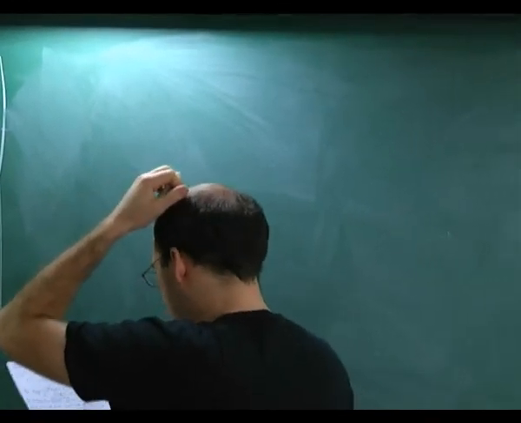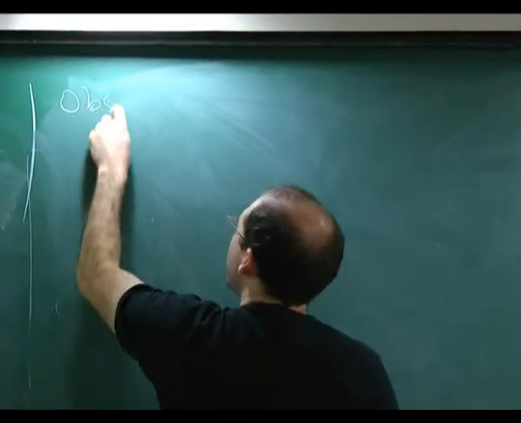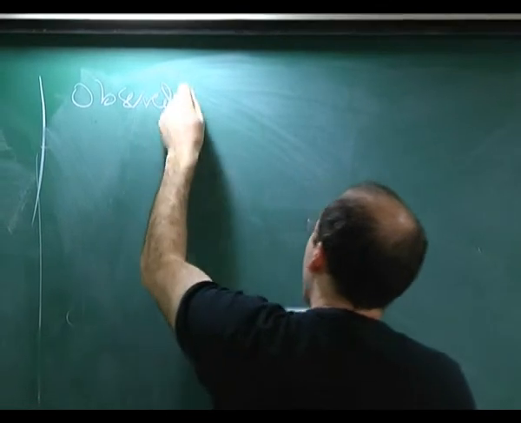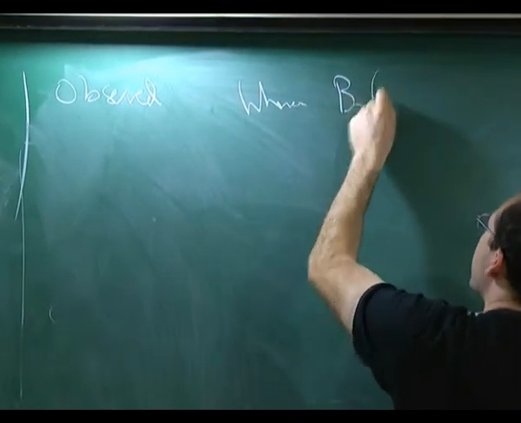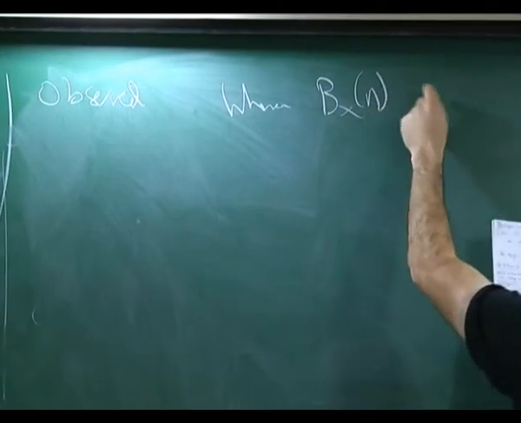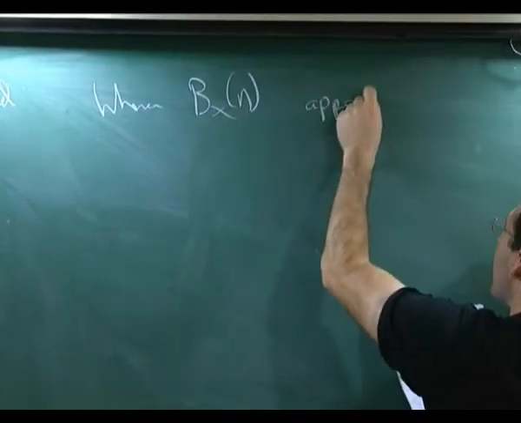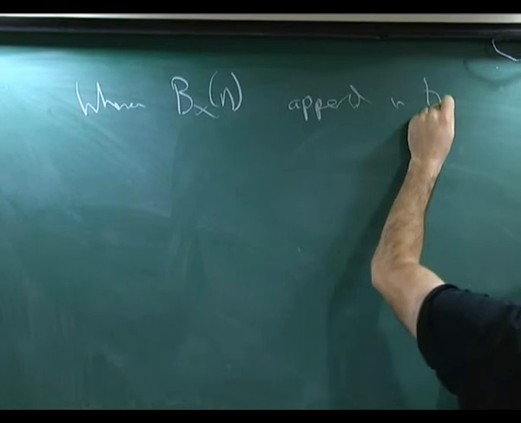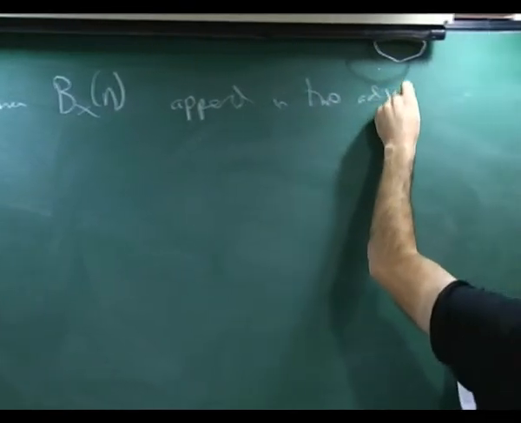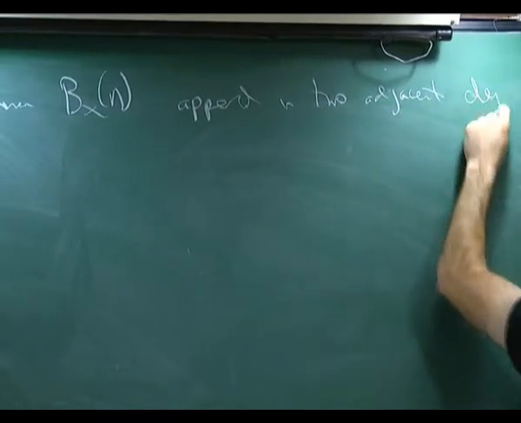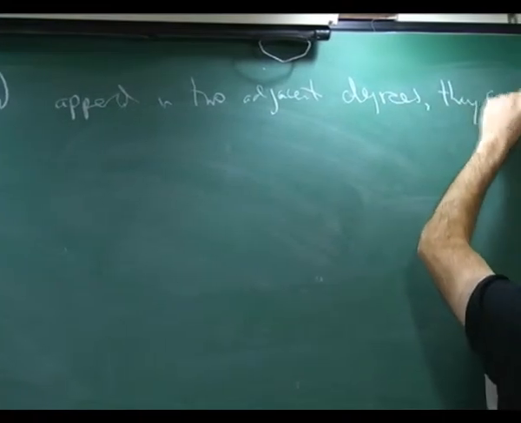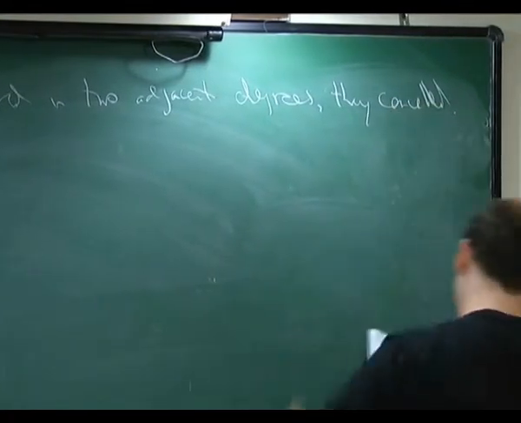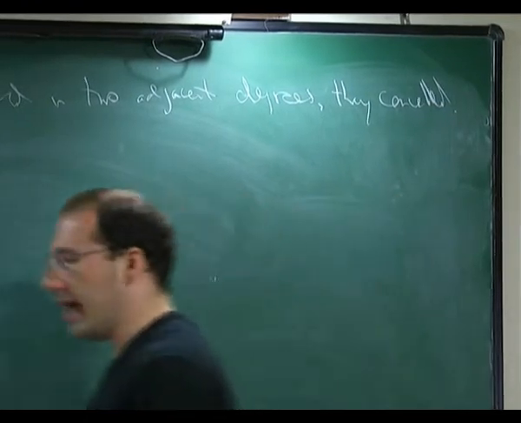So, we've observed that whenever Bxn appeared in two adjacent degrees, they canceled. What's with that? So here's some fun homological algebra.